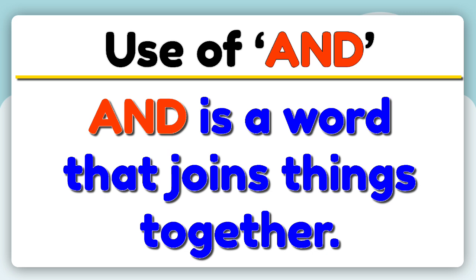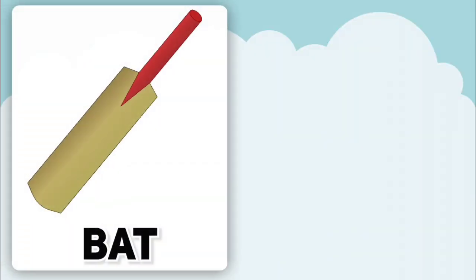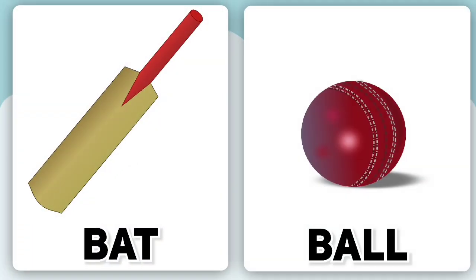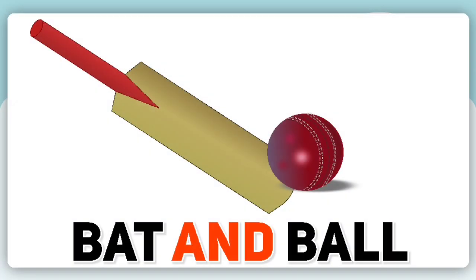Use of and. And is a word that joins things together. Let's see some examples. We have two words, bat, ball. When we join them, we say bat and ball.